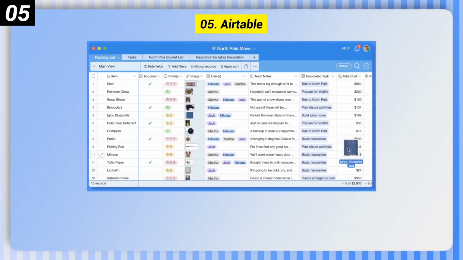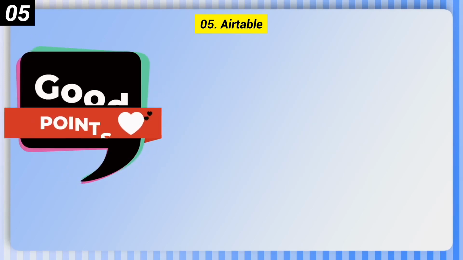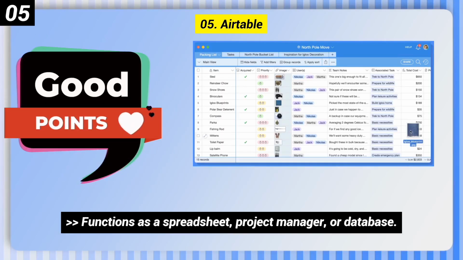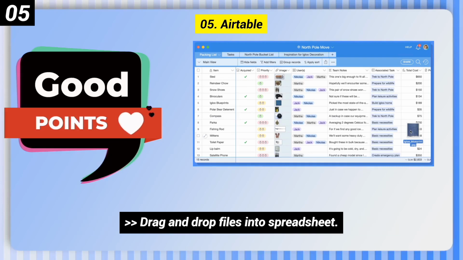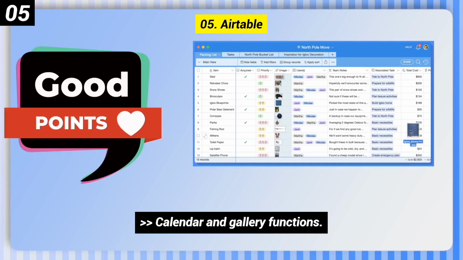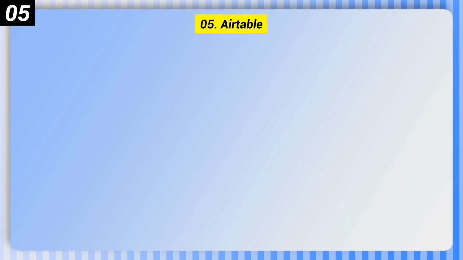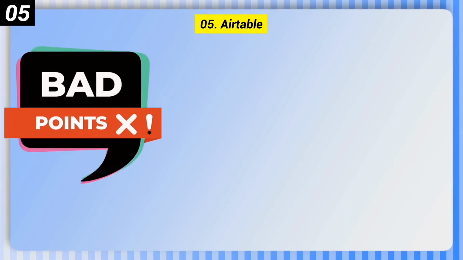Number 5. Airtable. Here are some good points of this one. Functions as a spreadsheet, project manager, or database. Drag and drop files into Spreadsheet. Calendar and gallery functions.